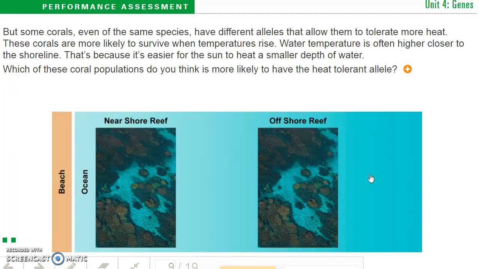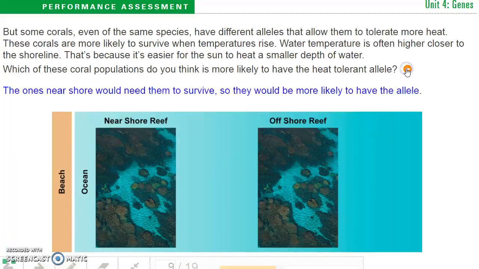Anyone? You got it. It is the near-shore reef. And that's because the ones near shore would need to have that heat-tolerant allele in order to survive, because the water is hotter near the beach, near the shore.